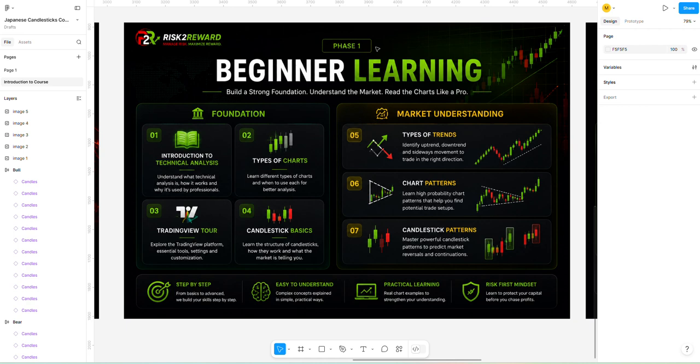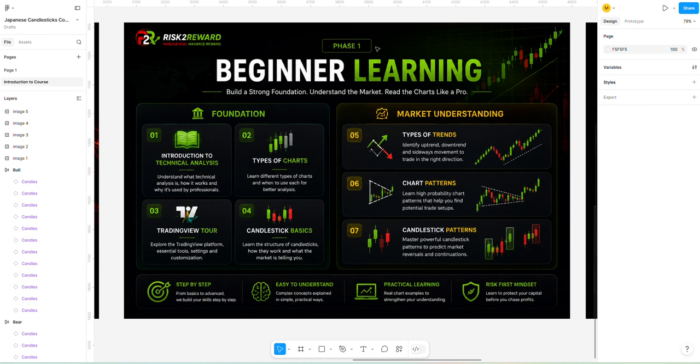What are the types of charts? There are different types of charts that you will learn in this series. Further, we will look at the TradingView platform, which most traders use to analyze, create trends, and create different patterns which they are going to trade. TradingView is a good platform where all the traders go to make their strategies.